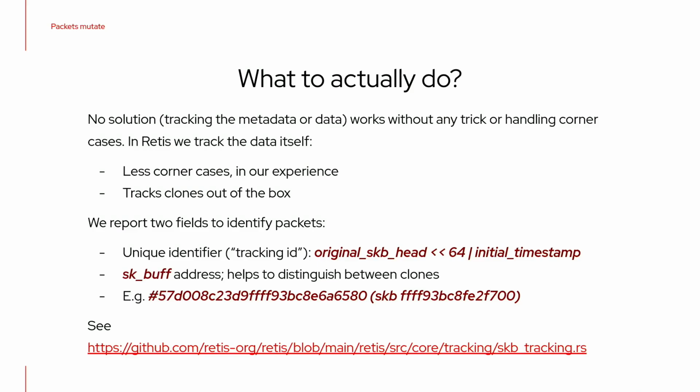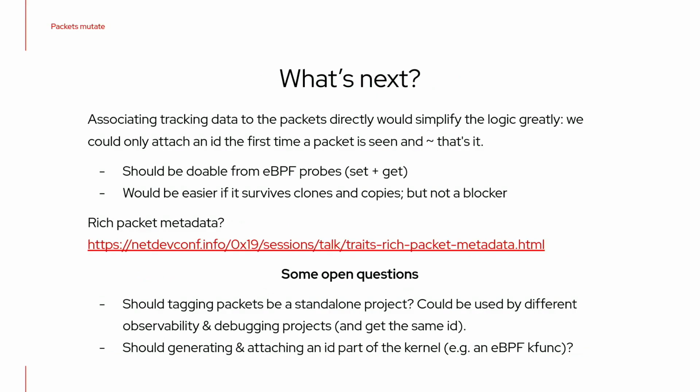And on the link provided, you can have a look at most of the tracking logic we have, especially where we add specific probes to be able to track a packet. What's next? So things mostly work, but they could be way simpler and more robust. We are also not the only project looking at solving this. So one solution would be to have the ability to associate a tracking ID directly to a packet. That would be best because we wouldn't have to do it ourselves.